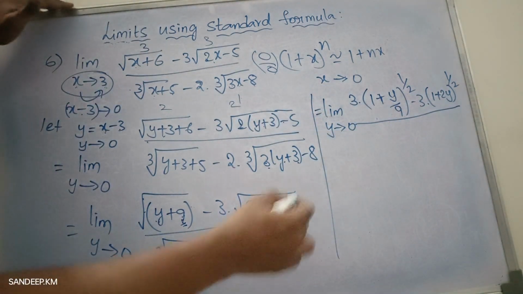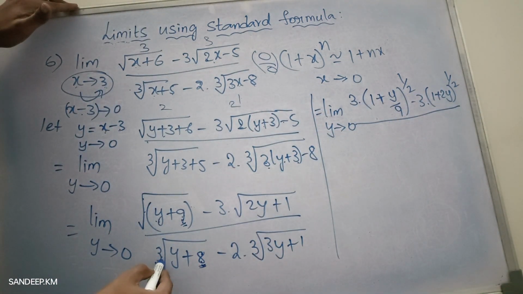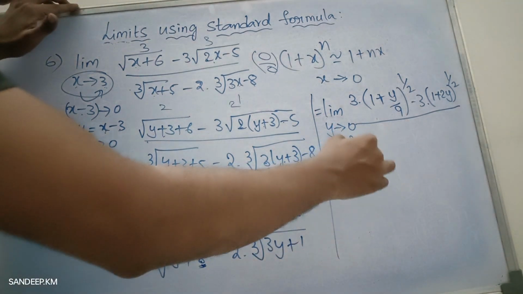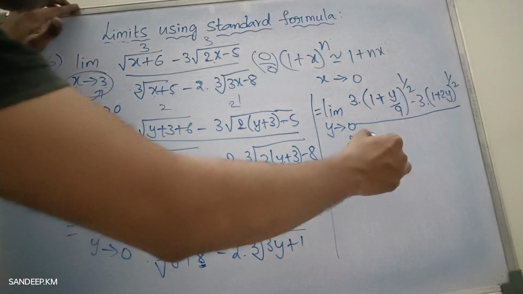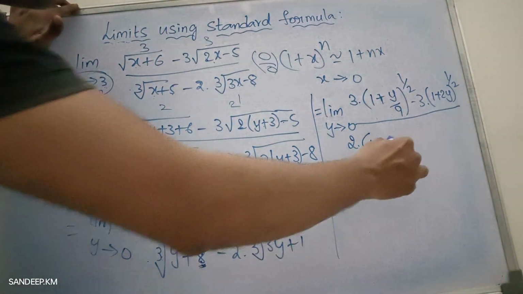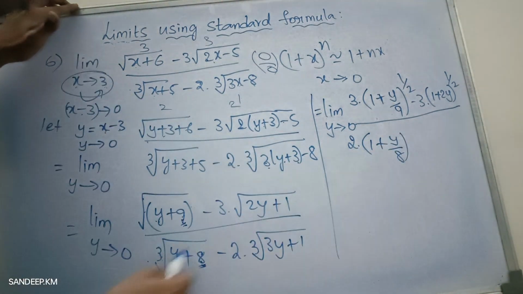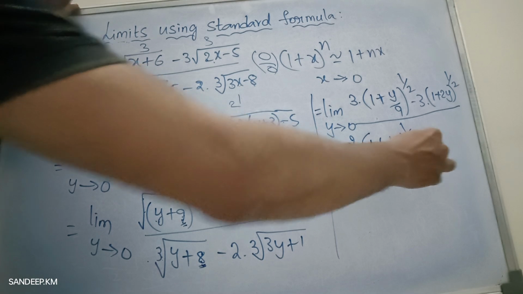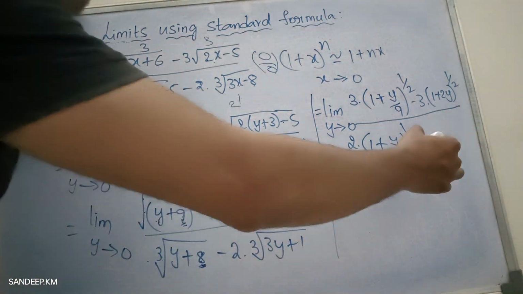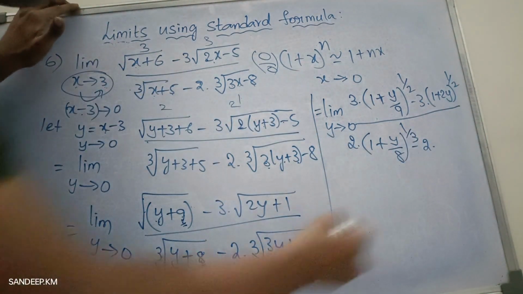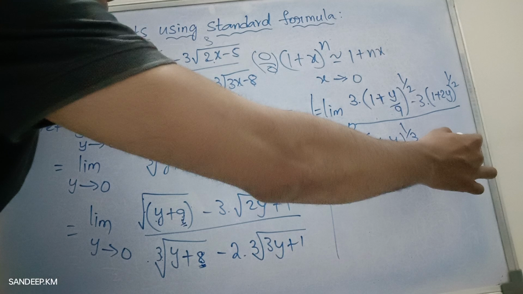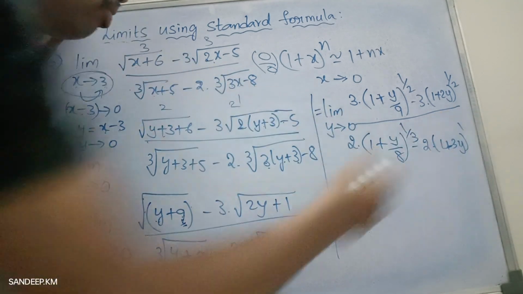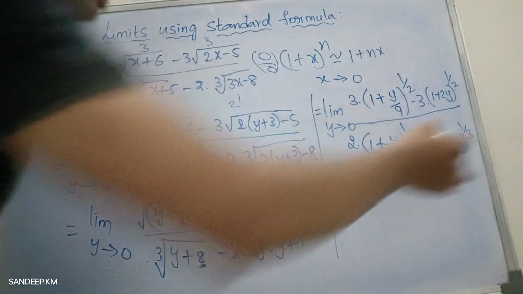divided by, and if I take 8 out of the cube root, 8 comes outside and it becomes cube root of 8. Cube root of 8 is 2. 2 into 8 becomes 1 plus y becomes y by 8, and whole power, cube root means power 1 by 3. Next minus 2 into, I can write it as 1 plus 3y whole power, what is it, cube root, na, power 1 by 3.